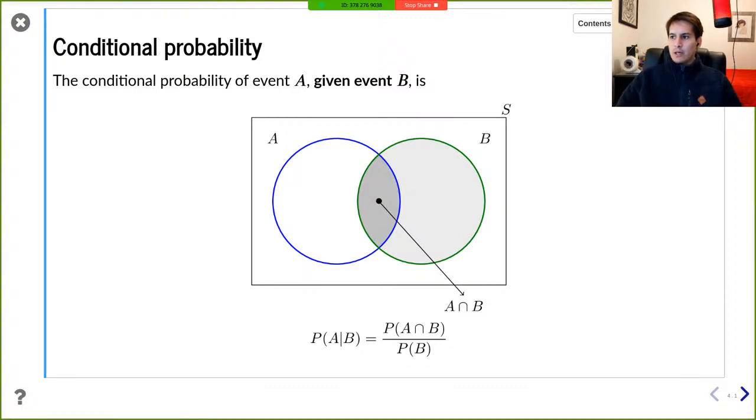Did you understand that part? Everything clear with that? Christine, did you understand this part? Why the probability of A given B is equal to this?